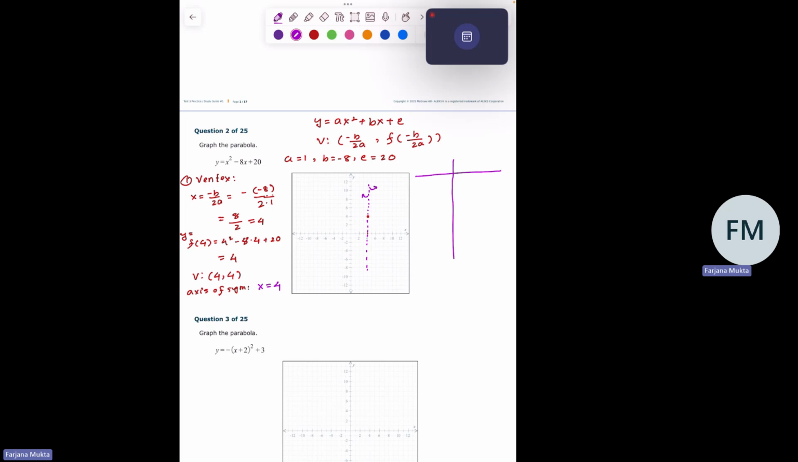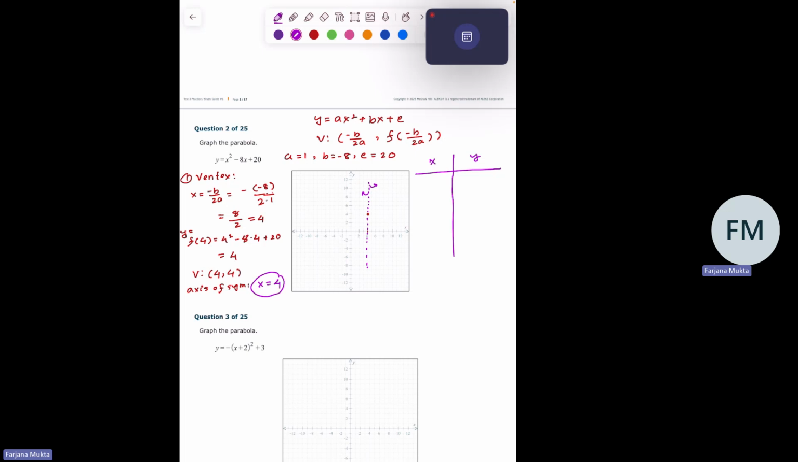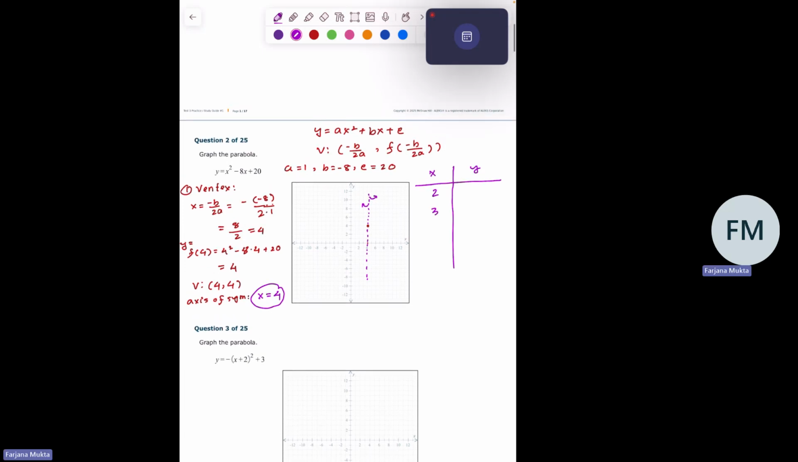What does it mean by finding 4 points? Coordinates, right? So we'll find at least 4 ordered pairs, considering both sides of the axis of symmetry. The axis of symmetry is x equal 4. From the left, what points can we choose? Let's choose 2 and 3. And from the right, we can choose 5 and 6.